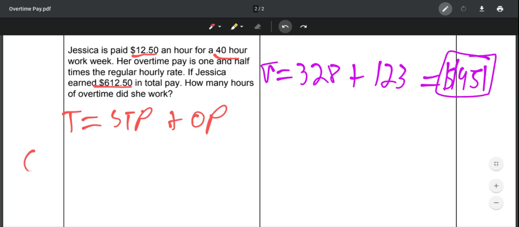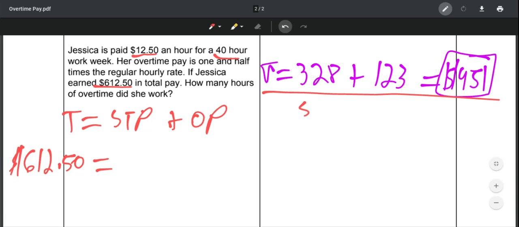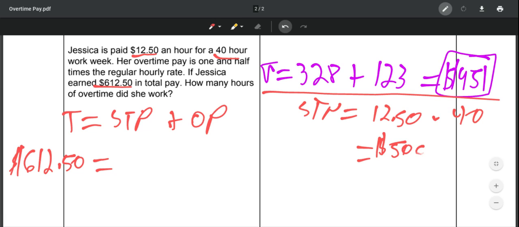So we know that our total, $612.50, equals. Now, if we figure out our straight time pay, we can sub that in. So let's figure out what that is. We're just going to take our hourly rate times 40. And that will give us $12.50 times 40. It's going to be 500. So we can go ahead and sub that in. So equals 500.